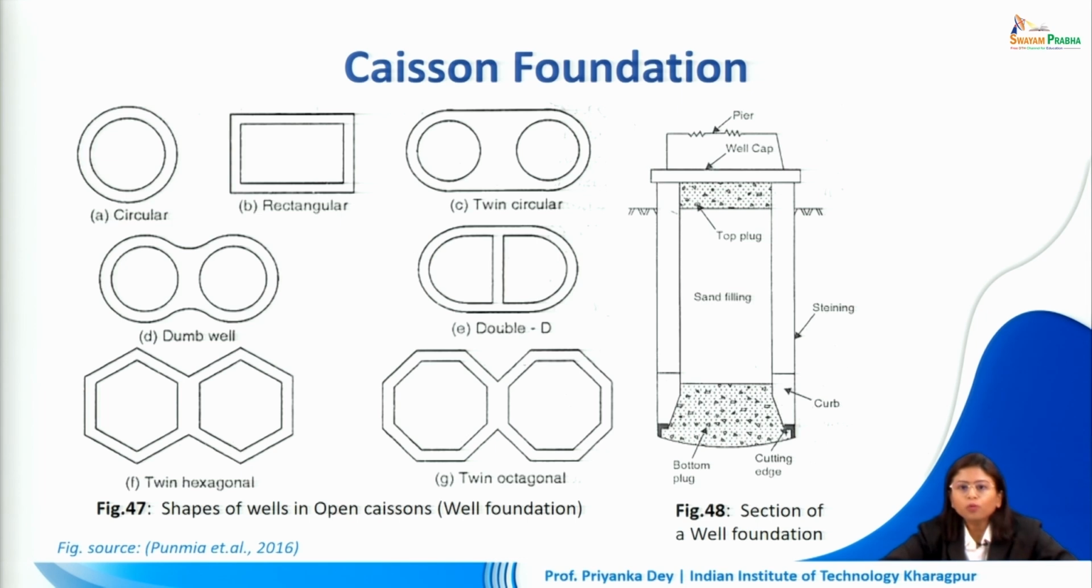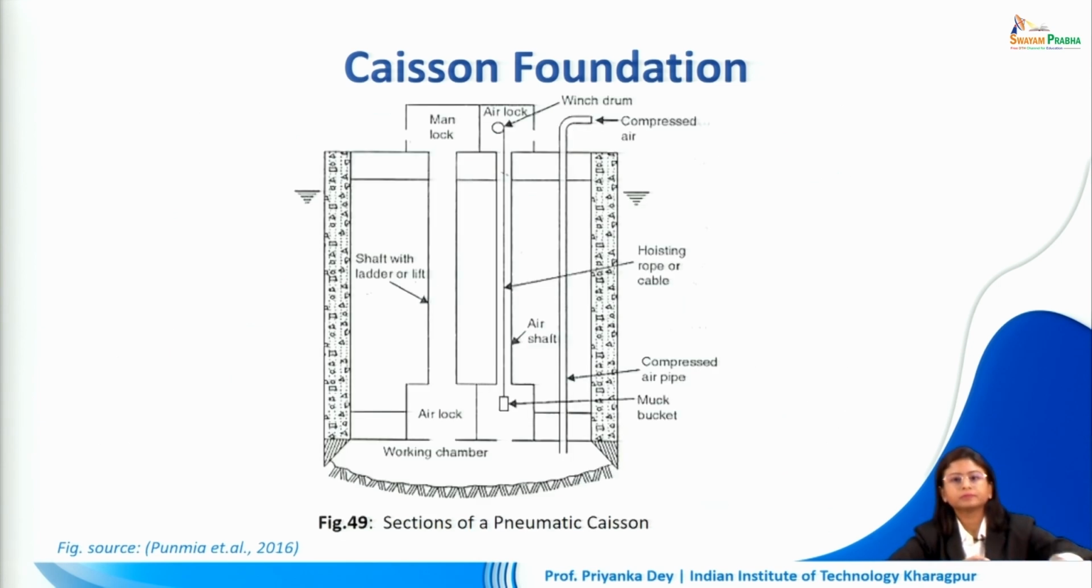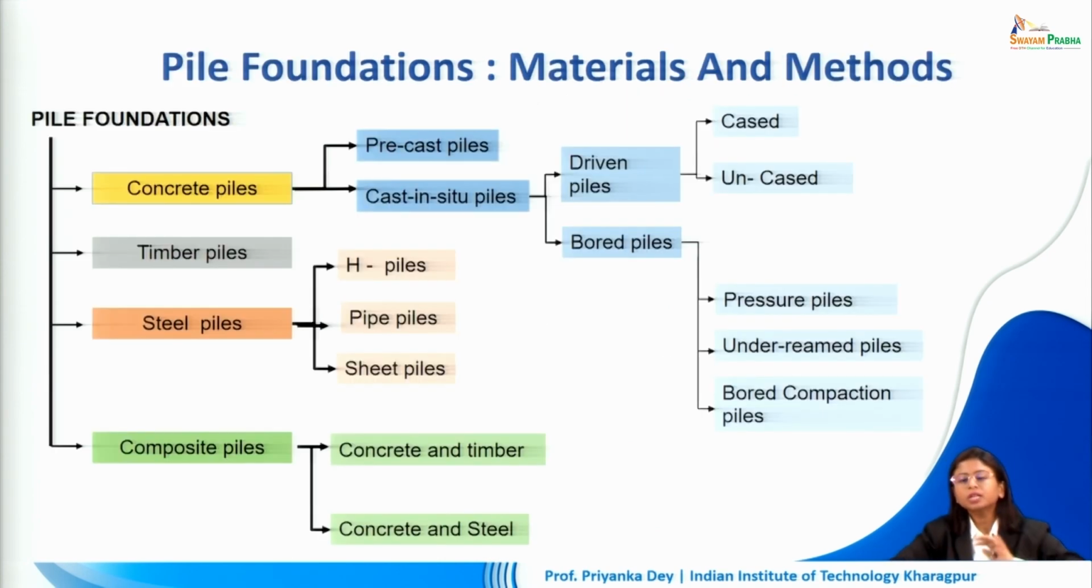The next are open caissons. So these examples of circular, rectangular, twin circular, double well, double D, twin hexagonal or twin octagonal are open caissons. So these are kind of like well foundations. From the top it will look like a well. And the other type are pneumatic caissons, where we can use compressed air to ensure that mud and water don't enter this space. So these were all the types of deep foundation.